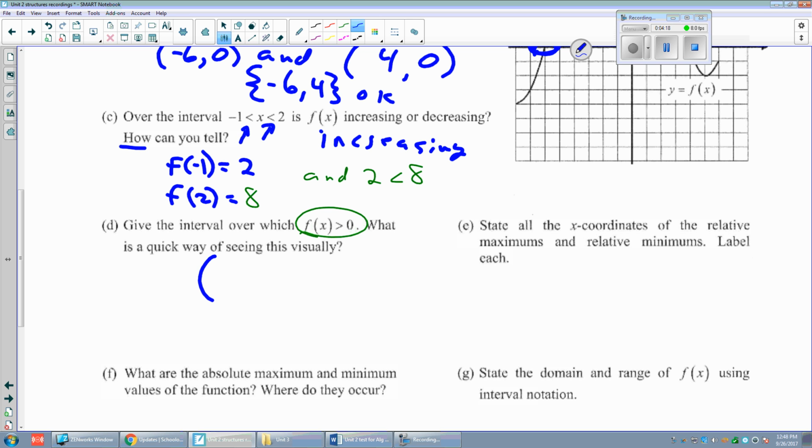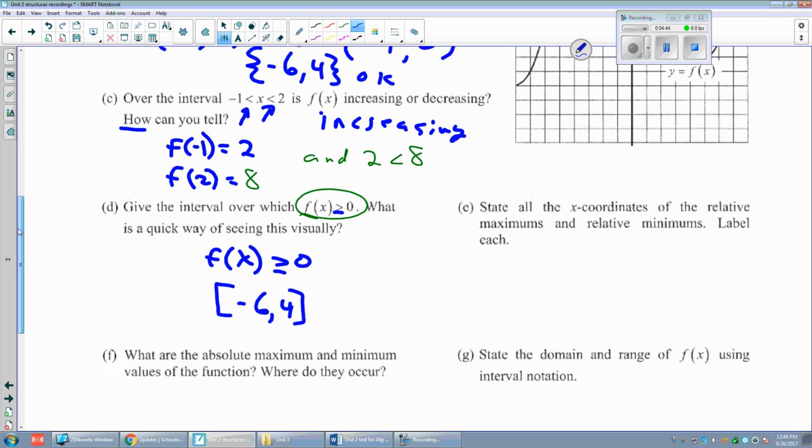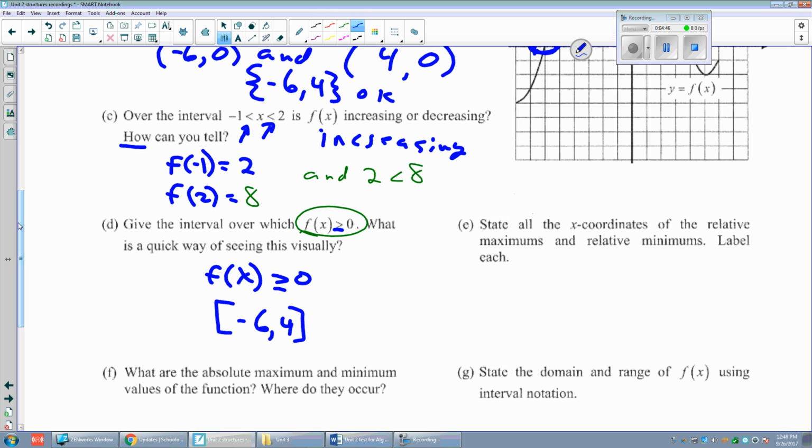You know, I don't like that. We're going to make it f of x is greater than or equal to 0, because you know what? It looks like I'm writing a point. No, I'm not going to write a point. I'm going to write it in interval notation from -6 to 4. Okay, the brackets mean we include -6 and we include 4.